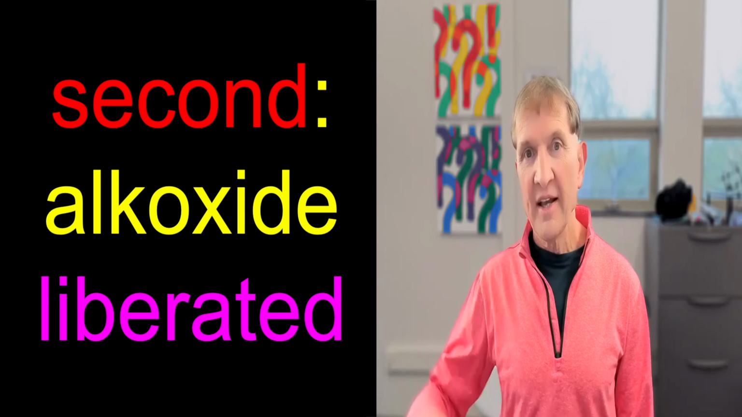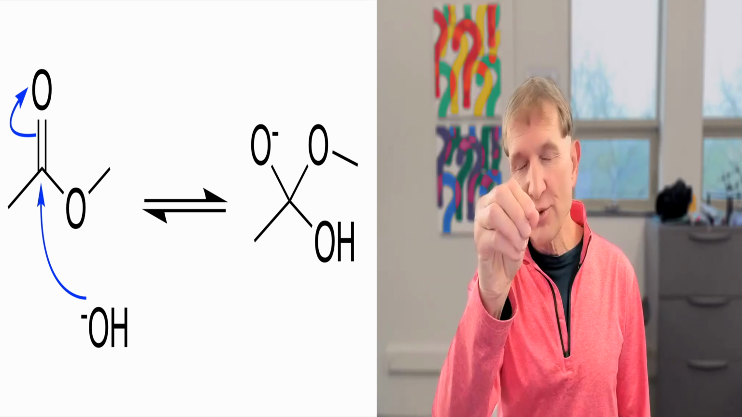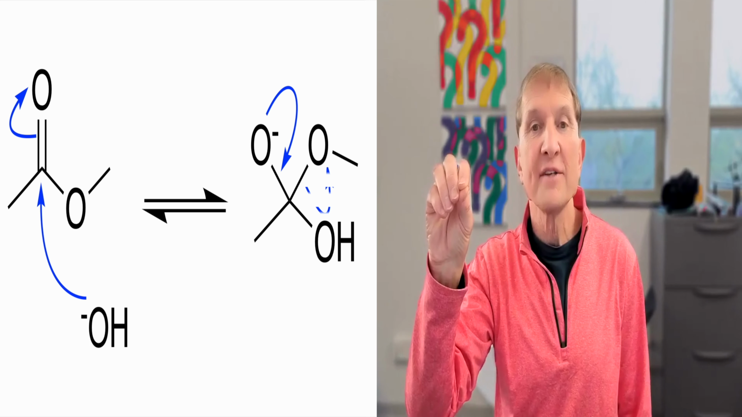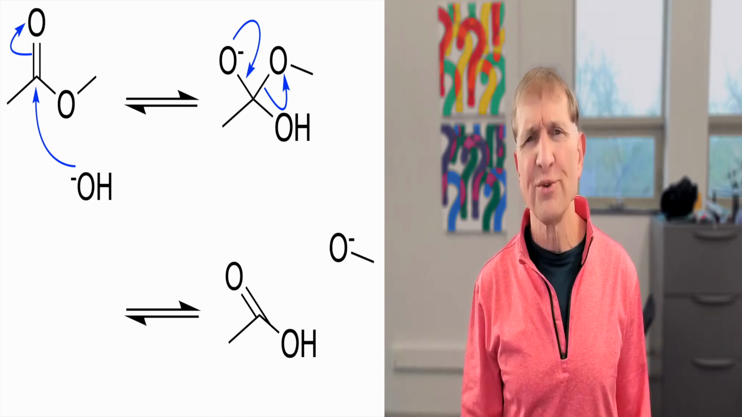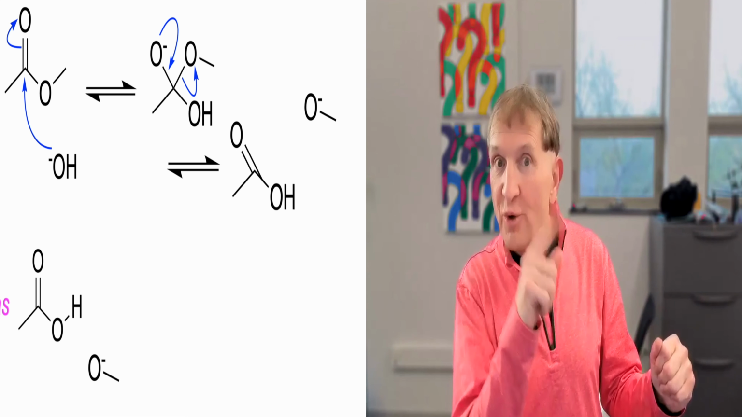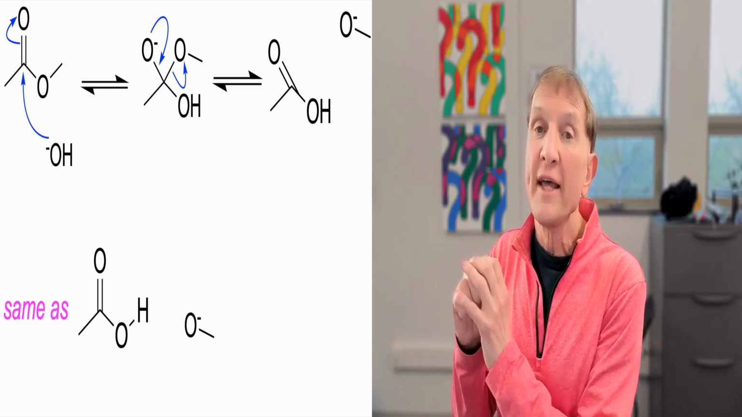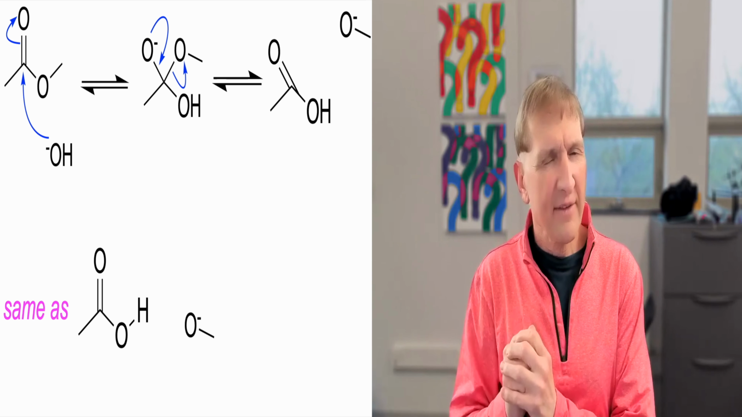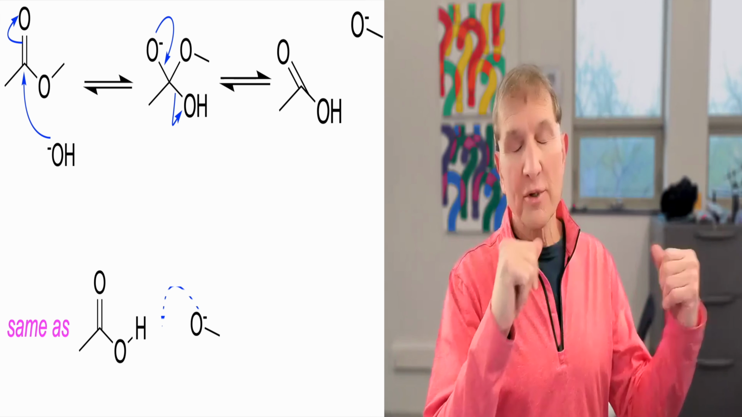In the second step, the oxygen electron density of the O- pushes back in towards the carbon, and we allow the alkoxide to leave as methoxide. Finally, we have to correct this kind of unusual state here because we formed a carboxylic acid, which is much more acidic, much lower pKa than the methanol that would be formed by deprotonating it. The methoxide is much more basic. Can't have that. So proton transfer from the methoxide gives us a carboxylate.